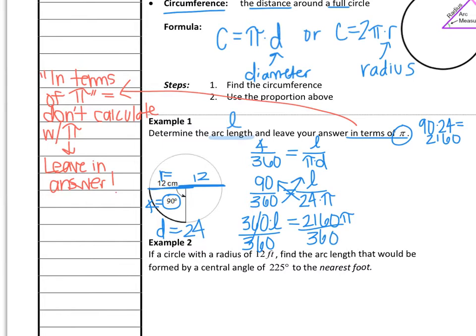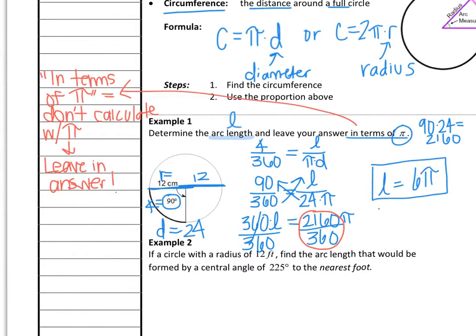And when we type this in the calculator, you're only typing in this right here. Again, you're leaving the pi out. So we're going to end up with L is equal to, when we divide those two numbers, we get 6. So it'll be 6 pi. So that is our final answer if we leave it in terms of pi.